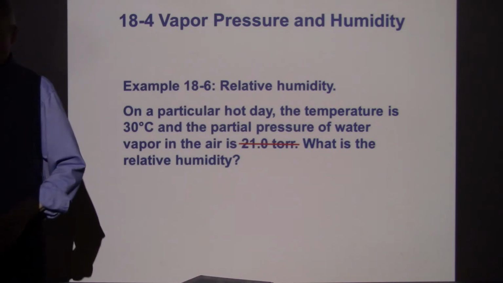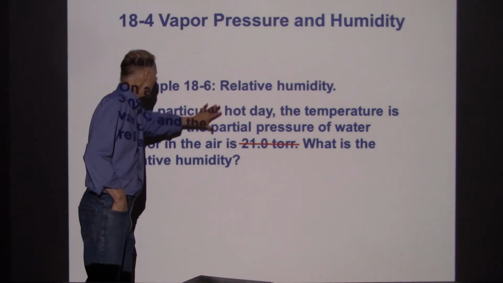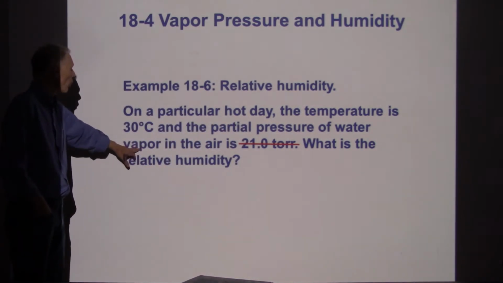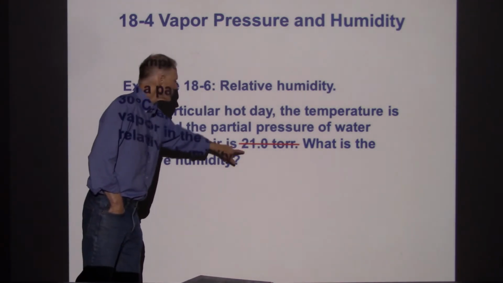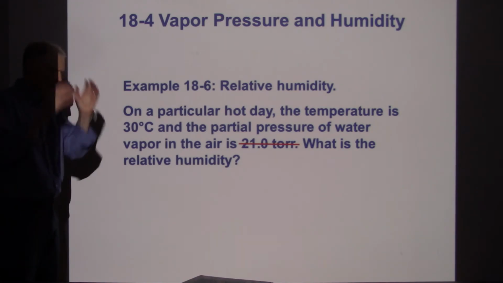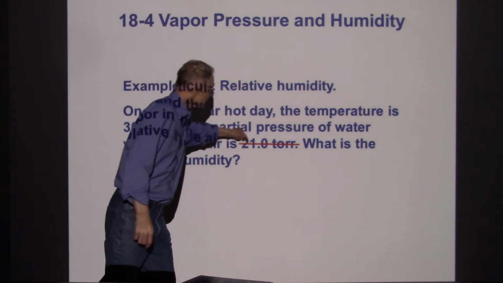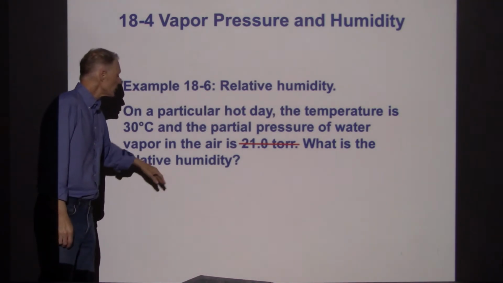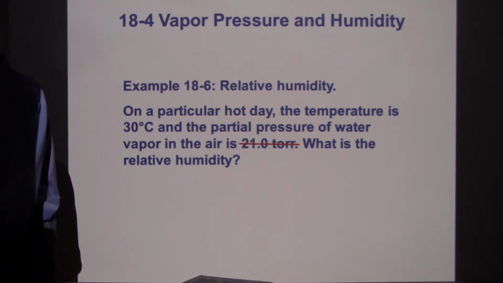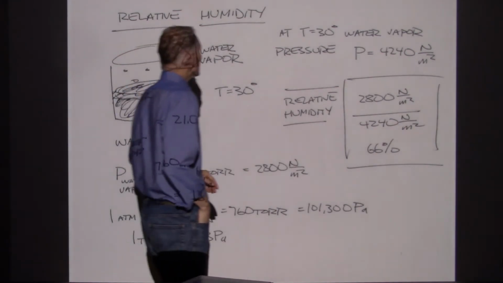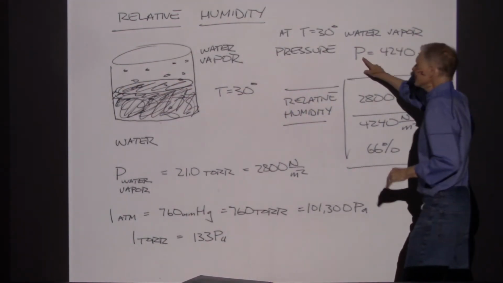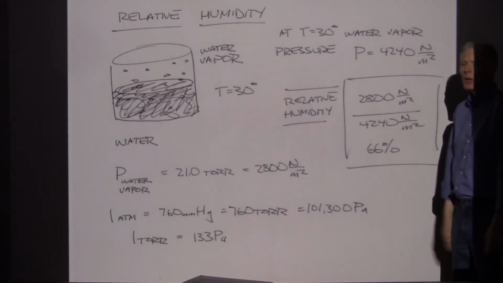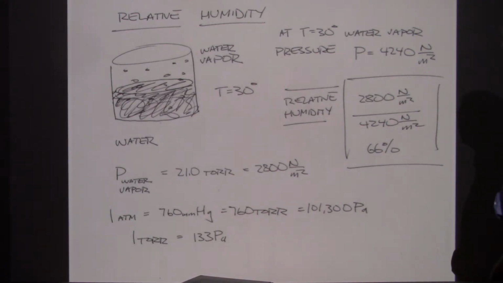So here's a problem. It says that on a particular hot day, a nice warm day, the temperature is 30 Celsius, and the partial pressure, the pressure due to the water molecules in the air, is 21 millimeters of mercury? No, I can't use those units. Have to cross this out and quickly convert. I can't look at those units. What is the relative humidity? So let's take a look at this example. The pressure that they've given us, it's not 21 torr, it's 2,800 newtons per square meter. Those are pascals. Okay, I got rid of the millimeters of mercury.